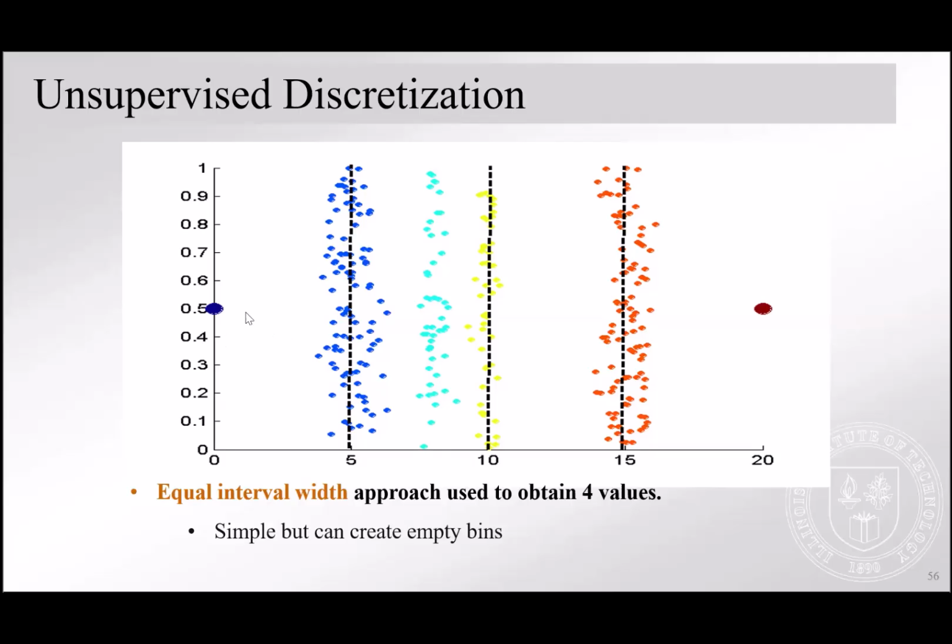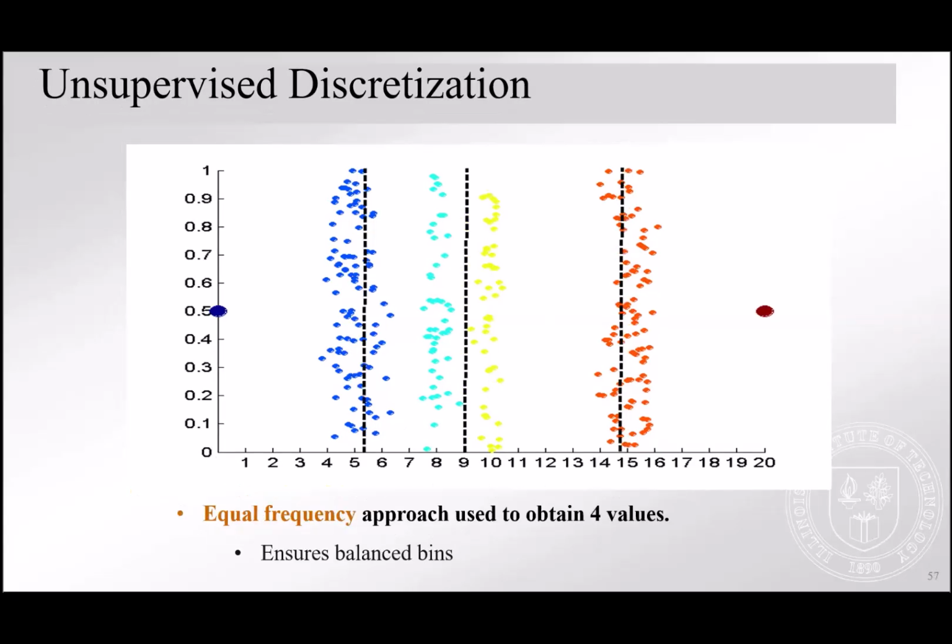Some can be almost empty. We don't have a lot of points there. Here we mix more than one group together, or they mix points from different groups, which is bad. So this method can be highly sensitive to the outliers and can fail to reveal the true distribution and natural grouping of the data. So that's bad. The next one we're going to use is equal frequency.